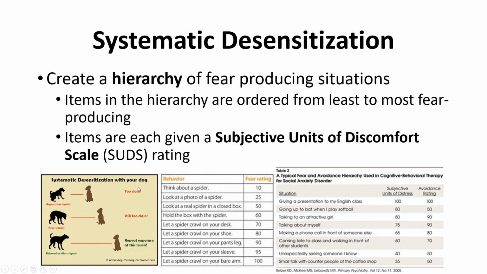This process involves the use of subjective units of discomfort. This is a SUDS rating, where if something is very low on the fear scale, then it would be low on that SUDS rating. So 10 would be a fairly low SUDS rating, and 100 would be the maximum on that SUDS rating. So having to touch a dog as someone who is afraid of dogs would be a 100. And then maybe just having to be on the opposite side of a park from a dog would be, say, a 10.